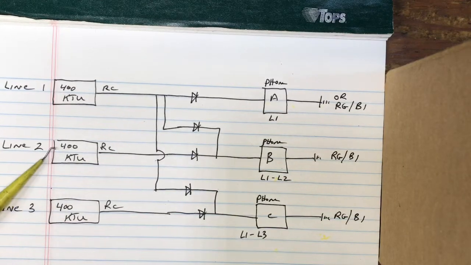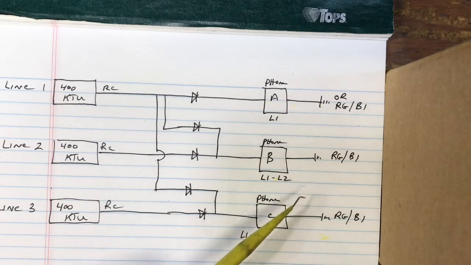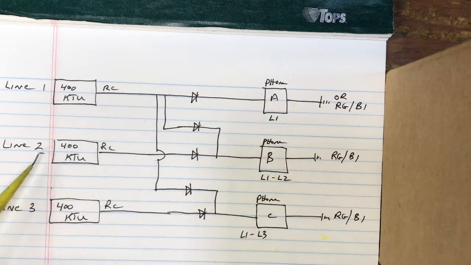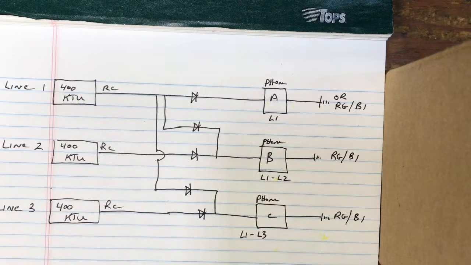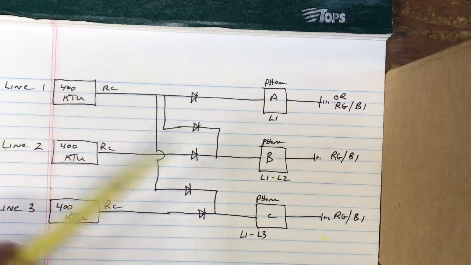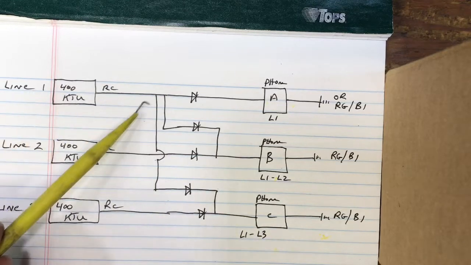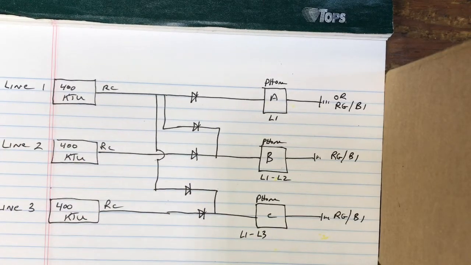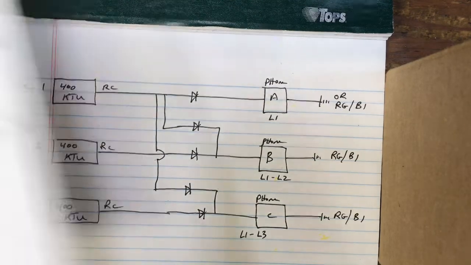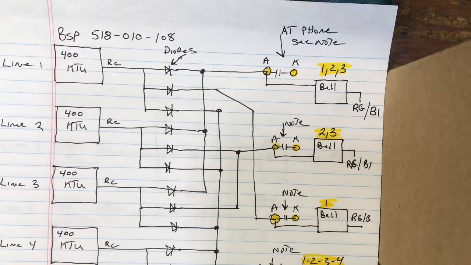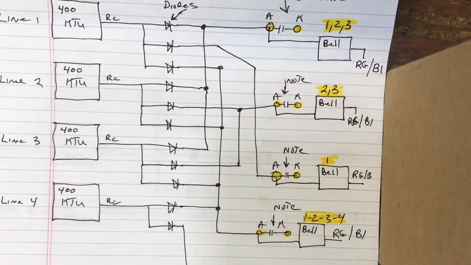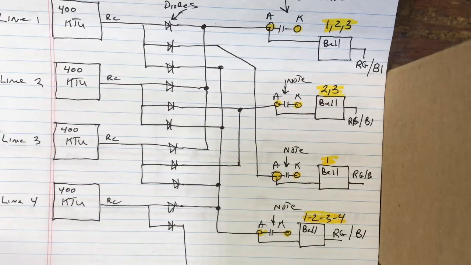Line number two will ring the B phone, and line number one will ring the B phone, line one and two. Line number three here will ring the C phone, and line number one will ring the C phone. This is a very simplified document. Here is a slightly more complex document where I have four line cards and five phones.